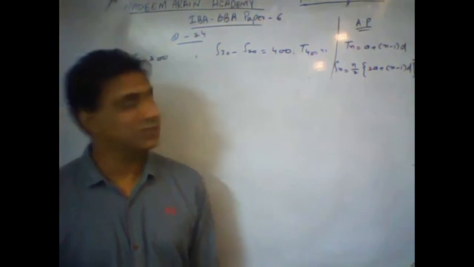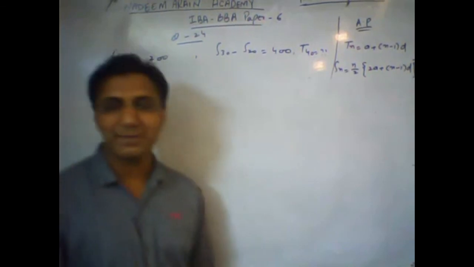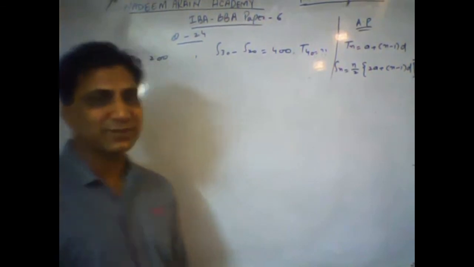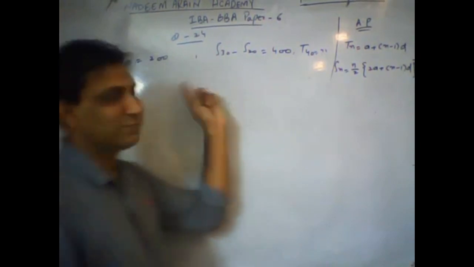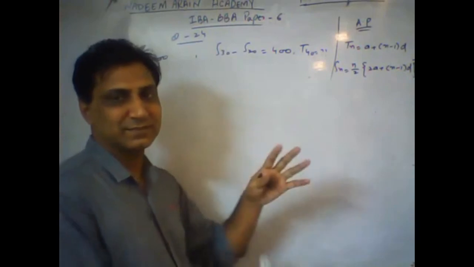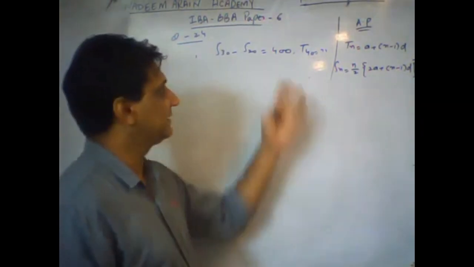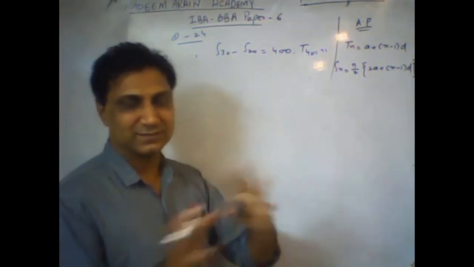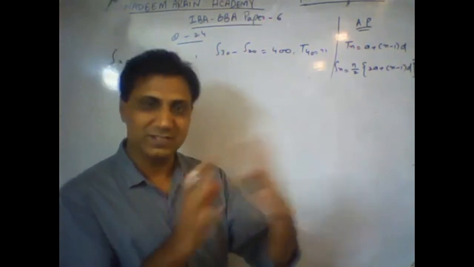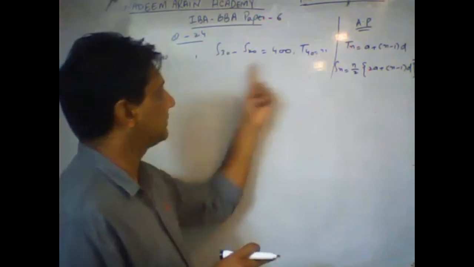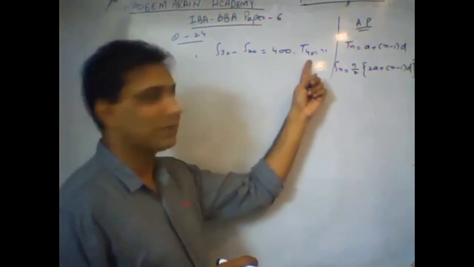Hello, this is question number 24 from IBA past paper 6. The question says the sum of the first 20 terms is 200. The sum of the next 10 terms, meaning 30 minus 20, is 400. Okay, the sum of 30 terms minus the sum of 20 terms, that is the last 10 terms. The sum of the last 10 terms is 400. So you need to find the 40th term.